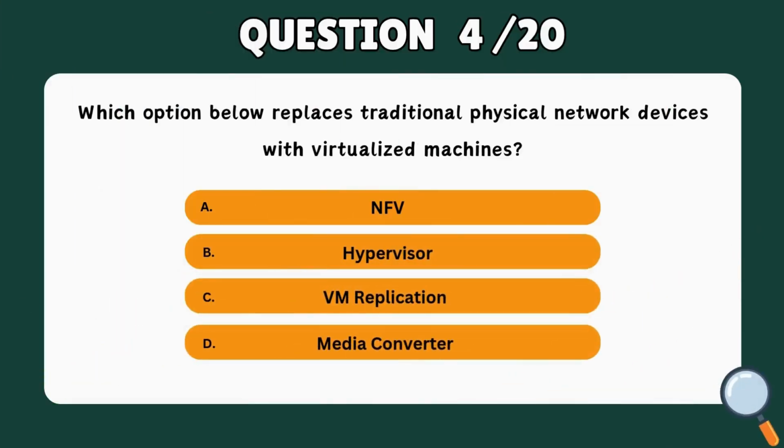Question 4. Which option below replaces traditional physical network devices with virtualized machines? A. NFV. B. Hypervisor. C. VM replication. D. Media converter.